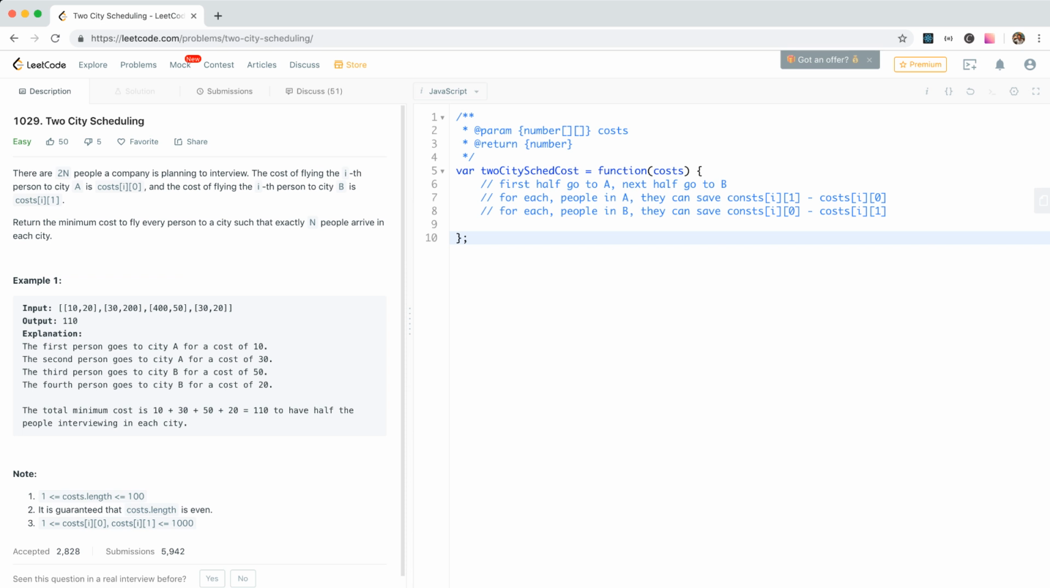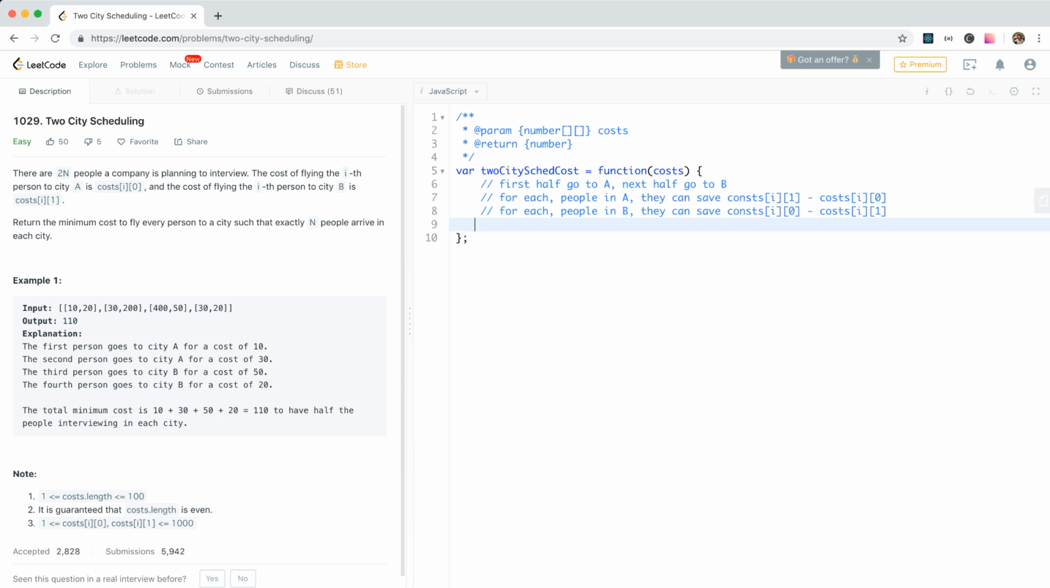This morning, I took like 1 hour or 40 minutes to finish the one problem of today's contest, and since I have a little more time, I hope I can finish this two city scheduling problem, which is also in today's contest, and then I go to sleep.